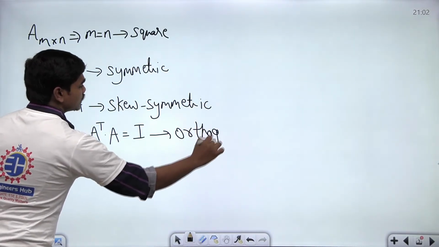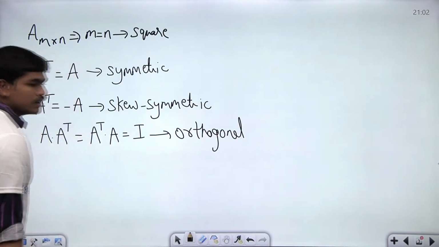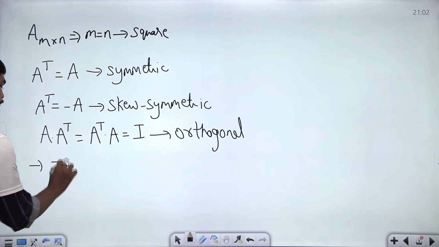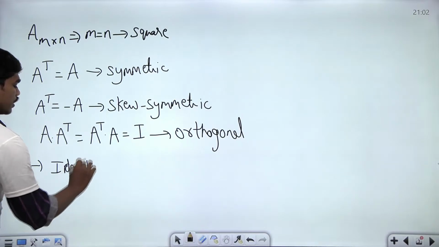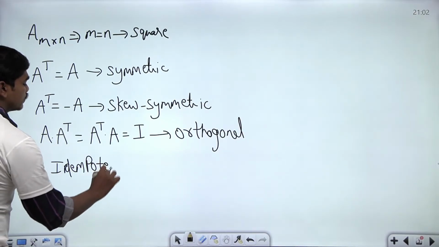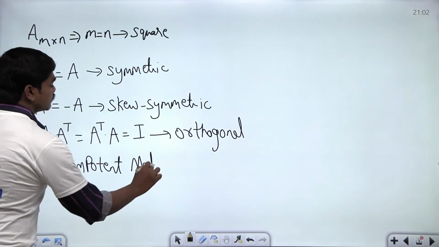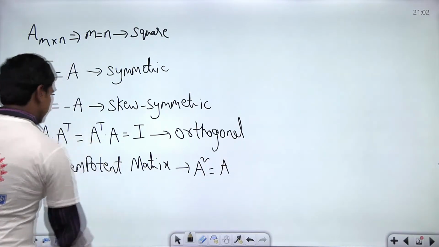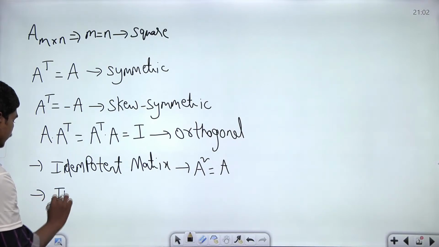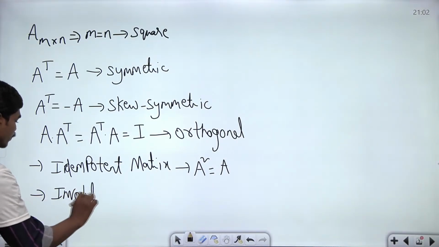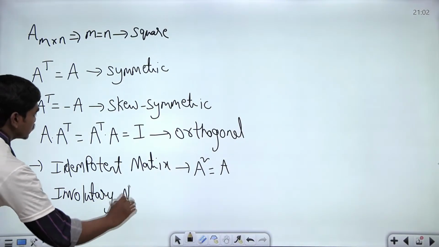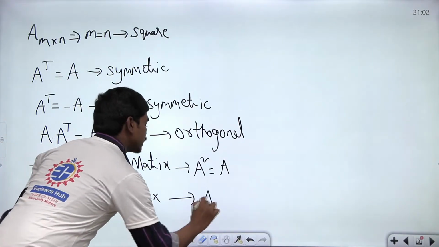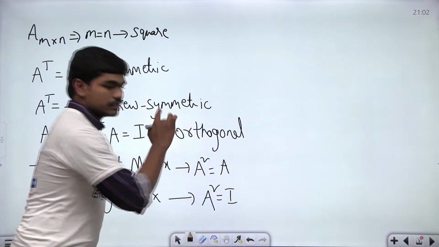So after defining these types of matrices, we have stated some special matrices like idempotent matrix, where we have seen A square is same as A, and of course in involutive matrix we have seen A square is equal to I, correct? This is what we have seen.